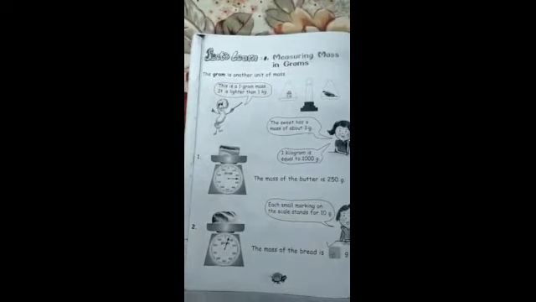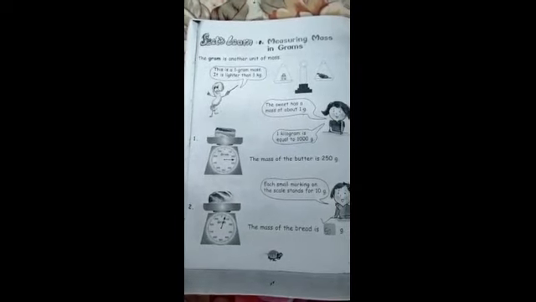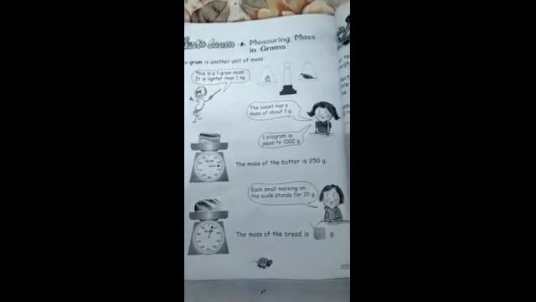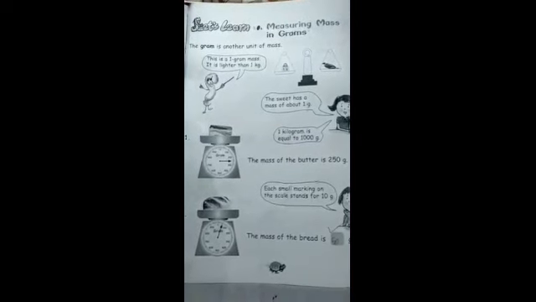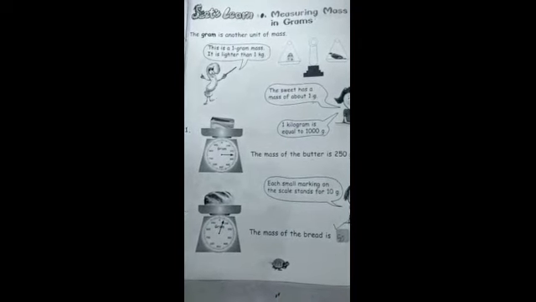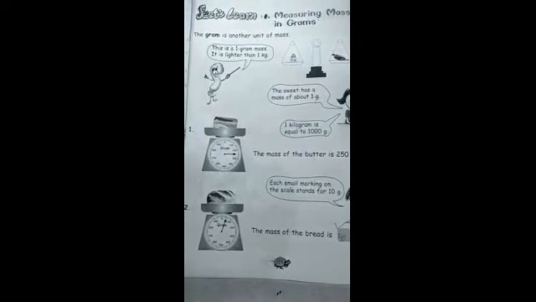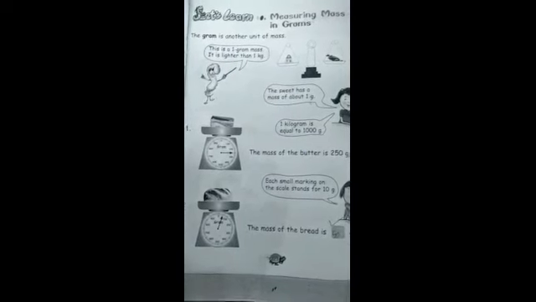Page 221. Measuring mass in grams. The gram is another unit of mass. Okay, gram is another unit of mass. This is a 1 gram mass. It is lighter than 1 kg. Gram is lighter than 1 kg. 1 gram mass is lighter than 1 kg.